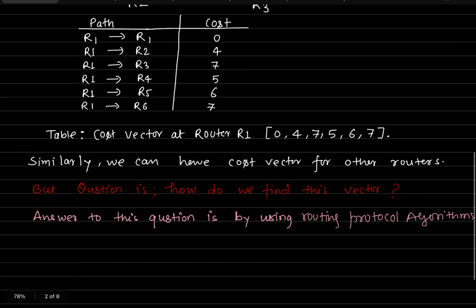So the question is, how do we find this vector? Vector means this is a cost vector. We can write this cost vector like this, right? The question is, how do we find these cost vectors? Definitely we will run routing protocol algorithms. With the help of routing protocol algorithms only can we find this vector.